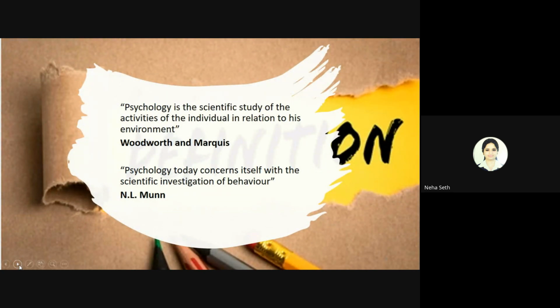There is another definition, given by N.L. Munn, who mentioned that psychology today concerns itself with a scientific investigation of behavior. It was a part of arts long time back, but now it is a part of science because it is scientific investigation. Further, we will discuss the number of scientifically proven methods that scientists are using nowadays to study psychology. Please come to the next slide.